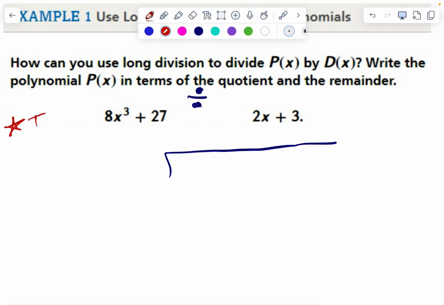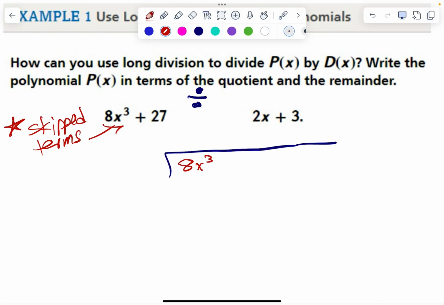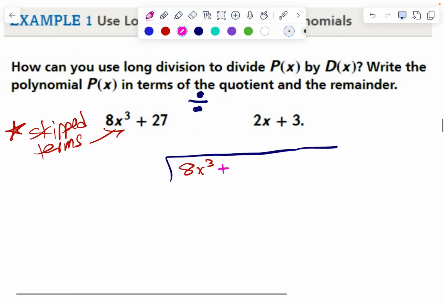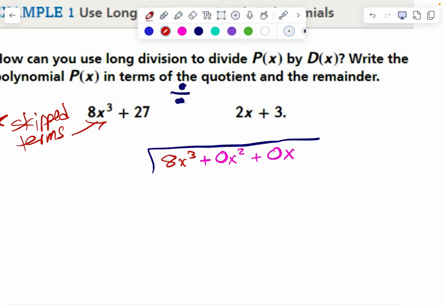I'll write it in your notes. Let me just show you it here. So it's okay to write the 8x cubed, but we cannot leave the next couple terms blank. So we're going to say plus 0x squared plus 0x. So it's like a placeholder, okay? Put a 0 because they're not actually existing, but we need them for a placeholder. Okay, and then your 27 goes at the end.